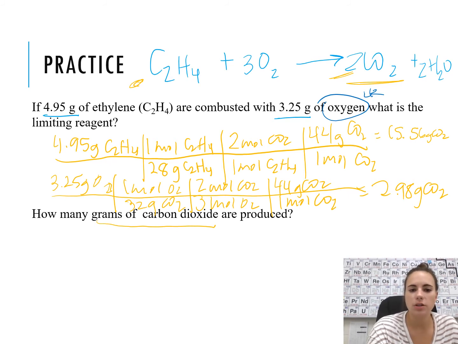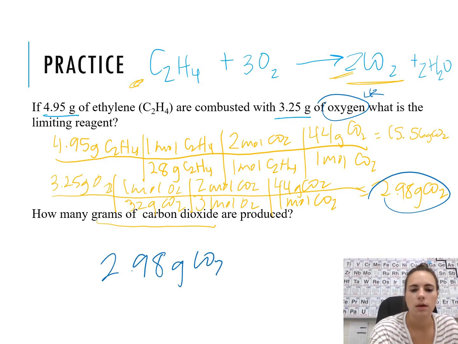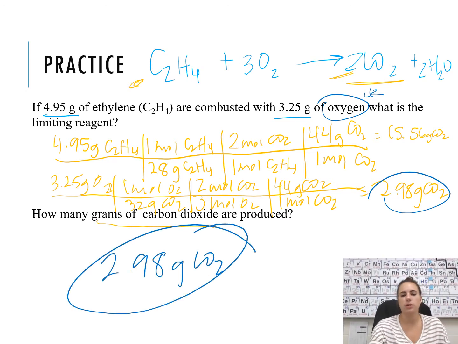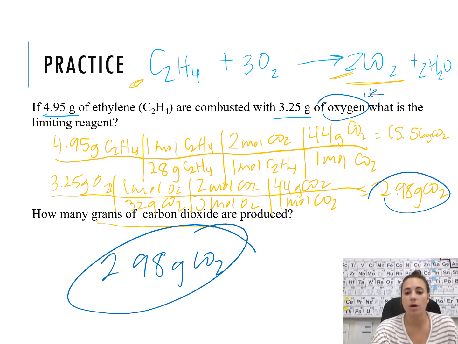And then the second question says how many grams of carbon dioxide are produced. Well, I've already found that math, and I'm going to make 2.98 grams of carbon dioxide. So it's always going to be the lower amount because my limiting reagent is going to run out once I make 2.98 grams. I'm not going to have any oxygen left, so ethylene is my excess reagent.